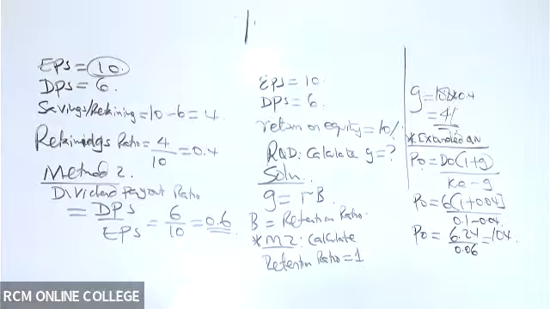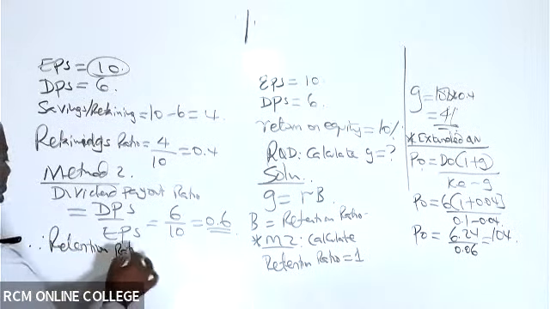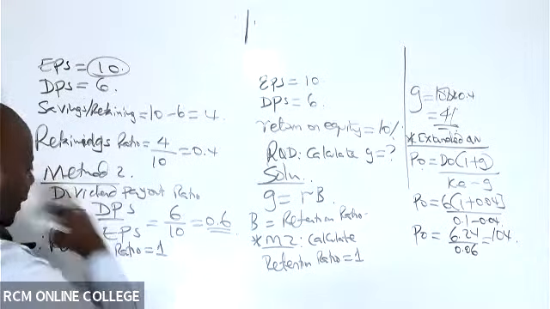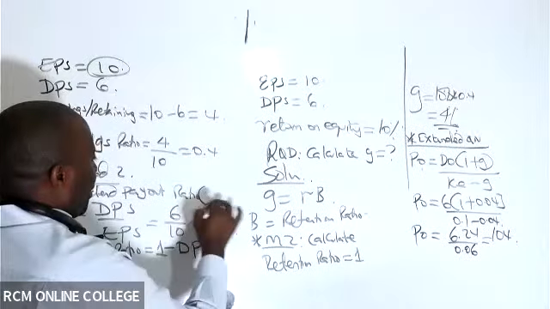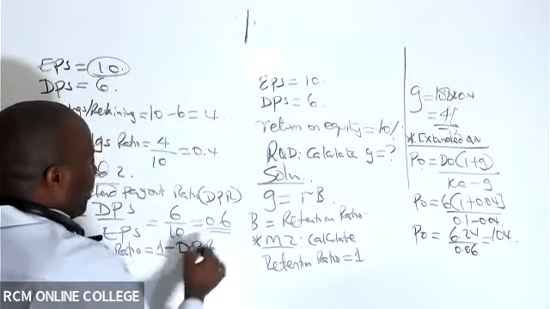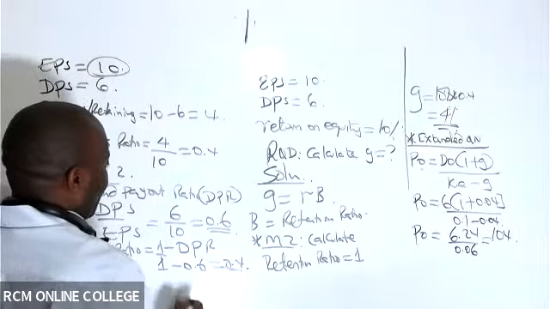So we are paying 60%, and how much are we retaining? Therefore, retention ratio will be equal to 1 minus the dividend payout ratio. So 1 minus 0.6, which gives us 0.4, same as 40%.